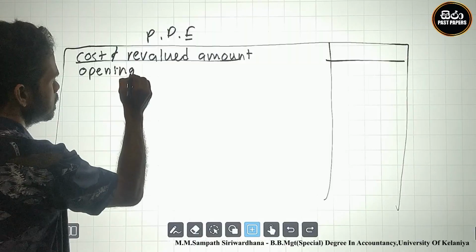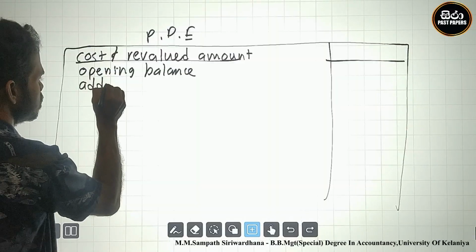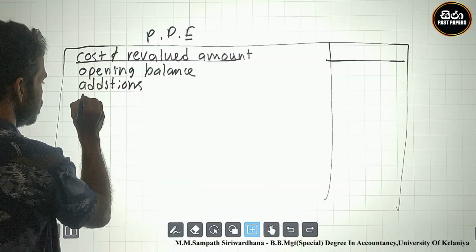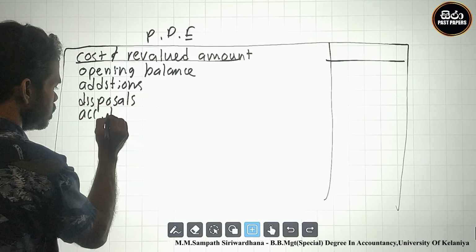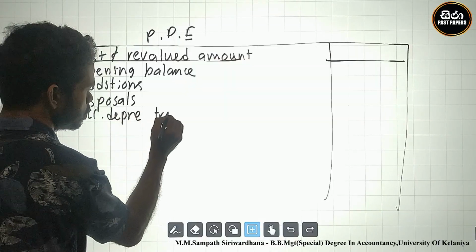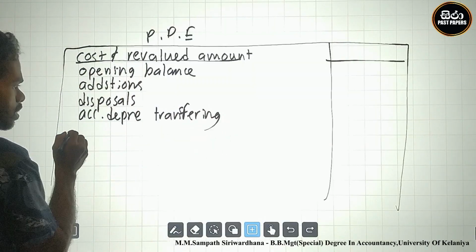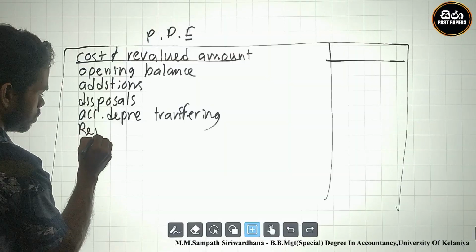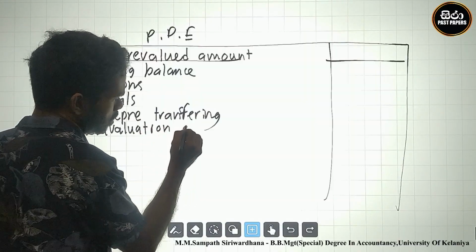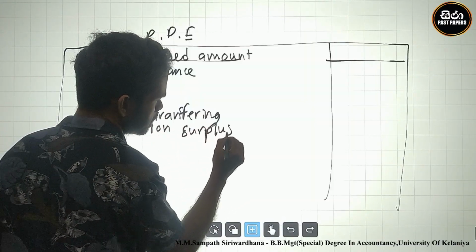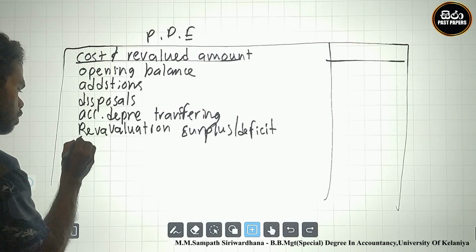Okay, opening balance, additions, disposals, accumulated depreciation transferring. This is the revaluation surplus or deficit. After that, there is a closing balance.